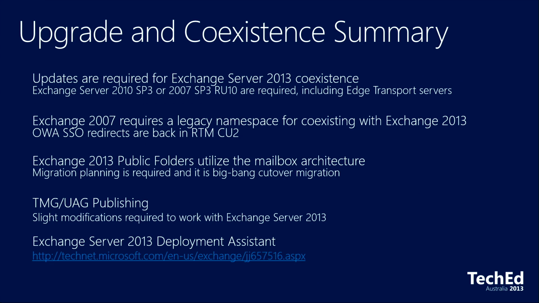All right. So just to recap, we do need some updates for coexistence. They have to be deployed everywhere. The actual deployment process for 2010 and 2007 for going to 2013 is largely identical, except for 2007 needing that legacy namespace, which is kind of a bummer. It means some changes in DNS and some new certificates, but it does allow you to get that single sign-on and silent redirection and so forth. Public folders have changed, and that migration has to be done in a very specific way. And TMG, UAG, that may change for you in terms of the type of publishing that you're doing for Exchange on the internet.